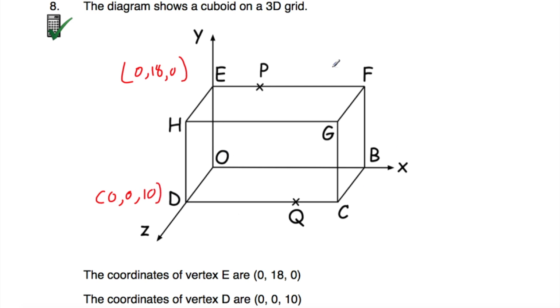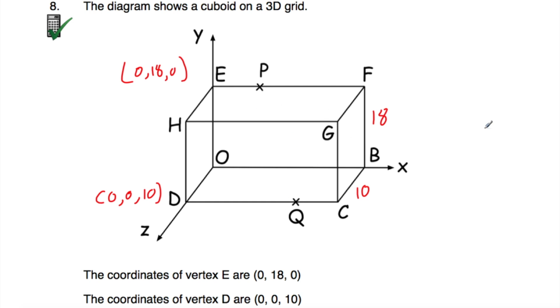So if we have a look at this, this is a cuboid. So we know to get from O to E, we're going 0 across in the x-axis direction. We're going 18 up in the y-axis direction. That means the height of this cuboid is 18. So I'm just going to put an 18 there for the height of the cuboid. To get from O to D, well, we're going 0 across in the x-axis direction, 0 up in the y-axis direction, and then 10 forward in the z-axis direction. So it means that this length here on this cuboid is 10.